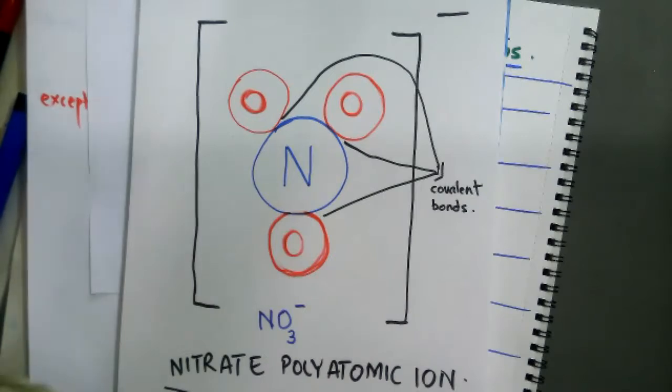Yes, teacher, I can tell. Because in a covalent bond, when they are joined, if they separate, they can't live without each other. If there is an ionic compound, even if they separate, they can live without each other.